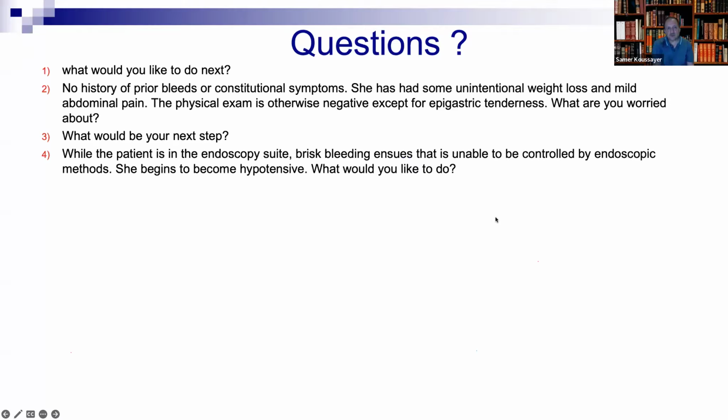While the patient is in the endoscopy suite, there is brisk bleeding that is unstable to control. Suddenly, when he took her there, the patient dropped down, she's massively bleeding, and he cannot see anything. And she became hypotensive. So what do you do next?